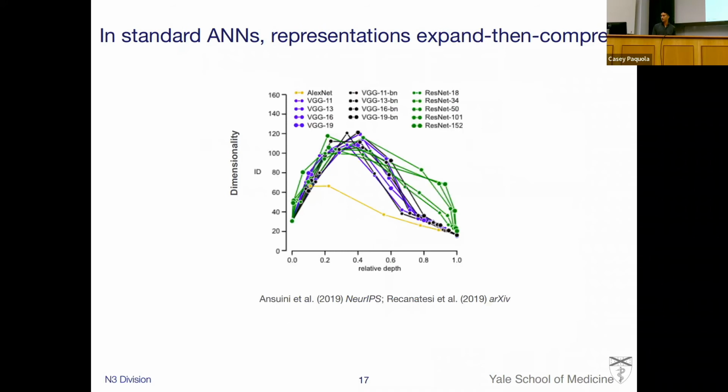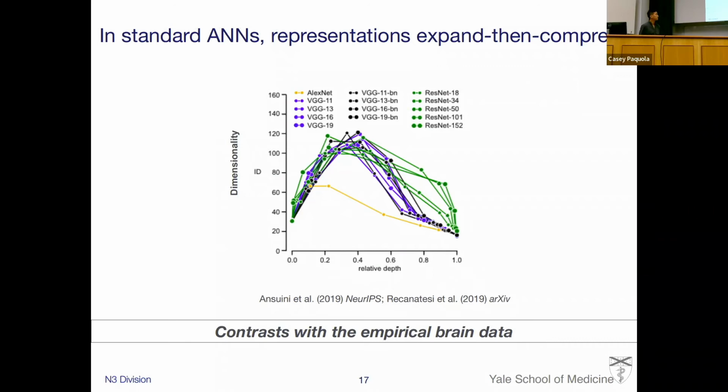When you look at the literature in machine learning to understand the representations and dimensionality of hidden layers as a function of input and output, here you have dimensionality on the y-axis and relative hidden layer depth on the x-axis. These are all state-of-the-art deep neural networks trained to perform image recognition on ImageNet. What you find is that dimensionality typically expands and then compresses. This is in direct contrast with our empirical data.